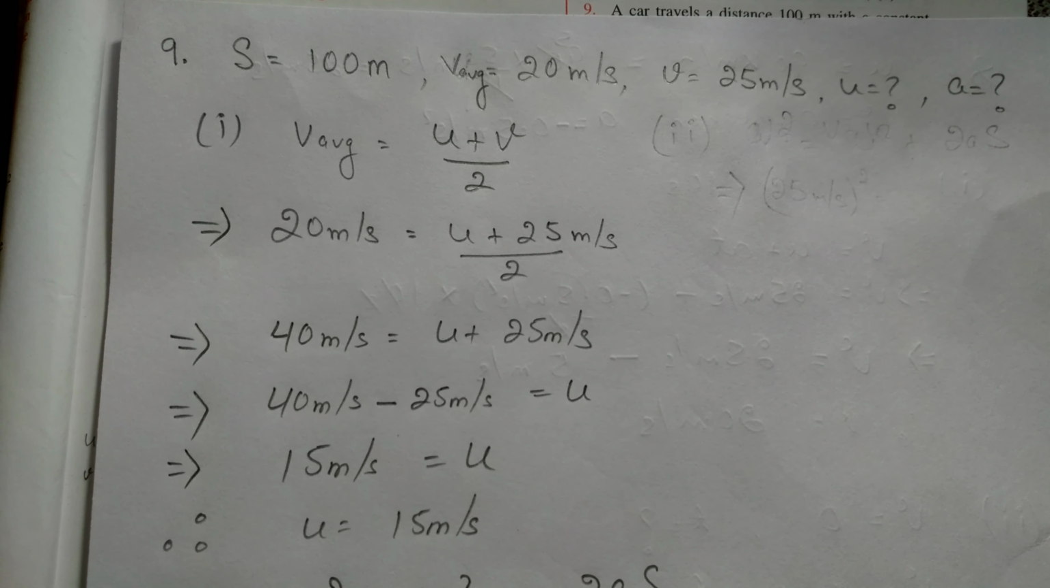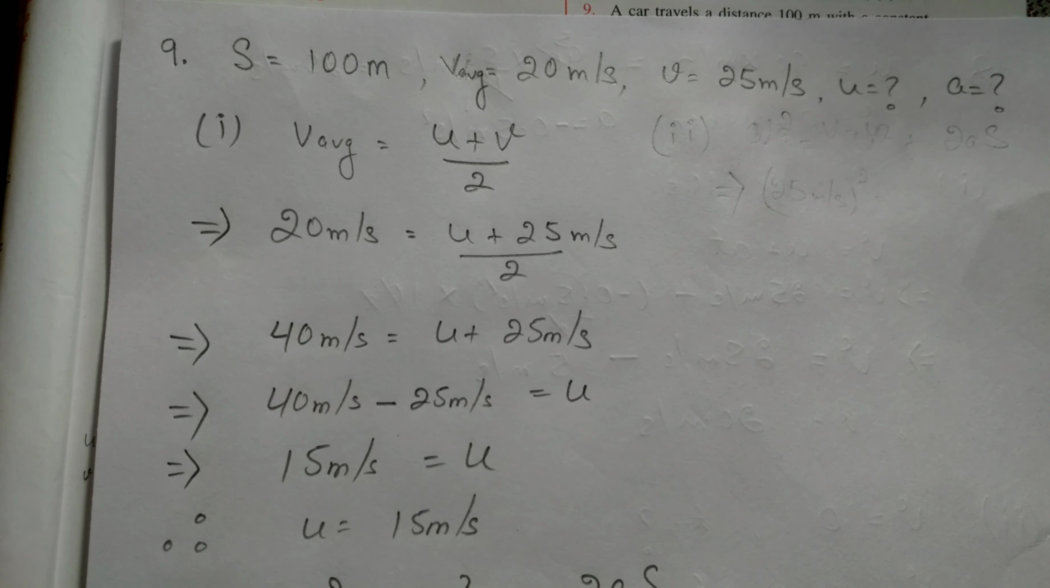So 20 meter per second, by cross multiplying, I'm getting 40 meter per second equals u plus 25 meter per second. Taking the 25 on the other side, 40 meter per second minus 25 meter per second will give me u. So 15 meter per second will give me u. Hence the value of u is 15 meter per second. It's quite easy. Now I'm supposed to find the acceleration.